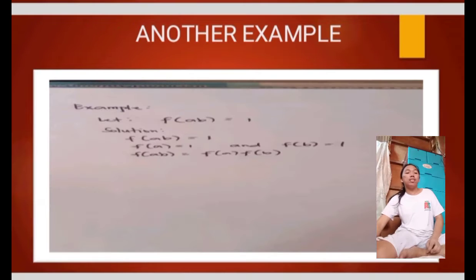So we have another example. Let the function f of ab be equal to 1. Let us separate: f of a is equal to 1 multiplied by f of b is equal to 1. Then f of ab is equal to f of a multiplied by f of b, where a and b are relatively prime integers, that is, the greatest common divisor is 1.